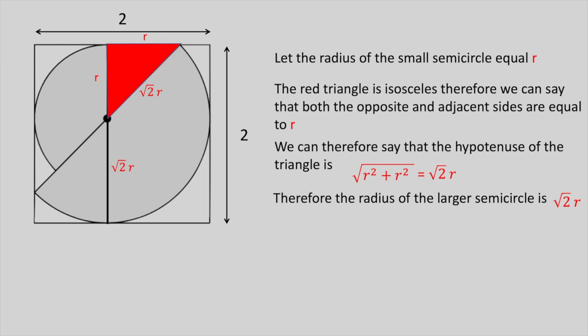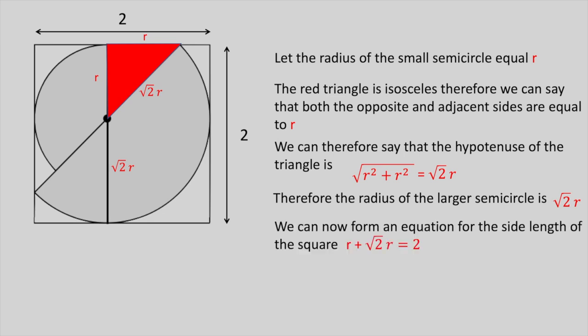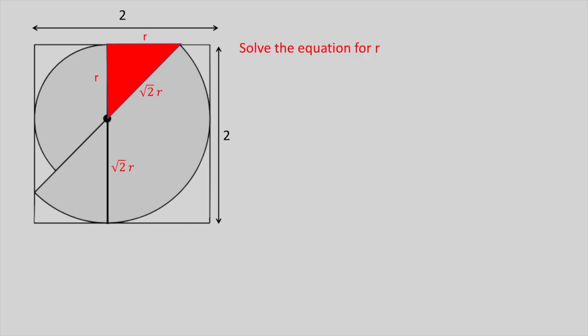And therefore, that line that I drew going through both the centres of the semicircles, well, the line below the centre of the larger semicircle must be equal to root 2 r. And now we can form an equation saying that r plus root 2 r is equal to 2, because the line which I've drawn going through the centres shows that the radii of the smaller and larger semicircles are touching the edges of the square. So the total of both of their radii is equal to the side length of the square, 2.